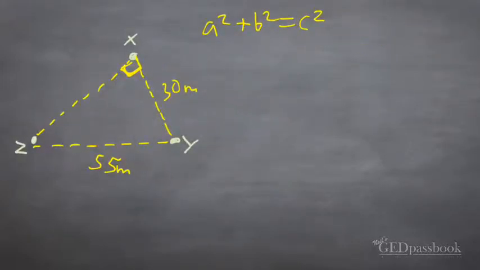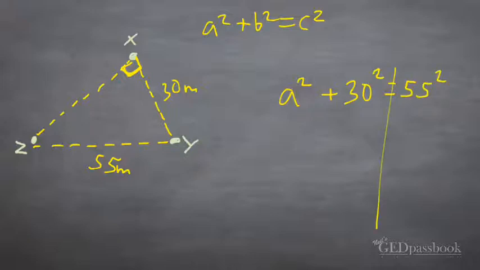Okay, so what's my B squared? What's my C squared? Let's solve our equation then. What can I do on this side? What does that become? 900. What's my 55 squared? Because now we're moving on to this side.